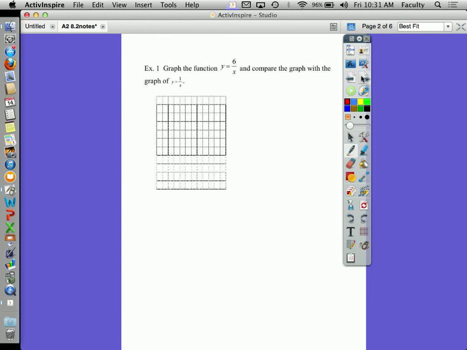All right, example 1 says graph the function y equals 6 over x and compare it to the graph of y equals 1 over x. Well, my horizontal asymptote, there's no k value, so the horizontal asymptote is y equals 0. The vertical asymptote, you set the denominator equal to 0. And then what I told you in the steps, my requirement is you plot 3 points to the left and 3 points to the right.